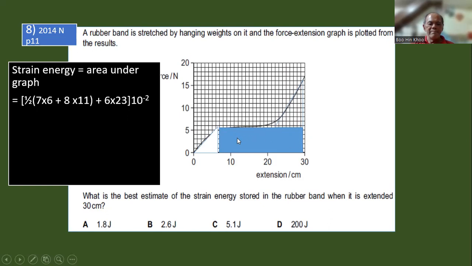And then remember this one has to change to meter. That's why we have that 10 to the power minus 2. So area of the rectangle is there as your 6 there. Remember this is an overestimate. Doesn't matter. We remove some part here. 6 times 23. That one is 20. That's 3 there. The answer is A. It's an overestimate, so the nearest one is 1.8. A.